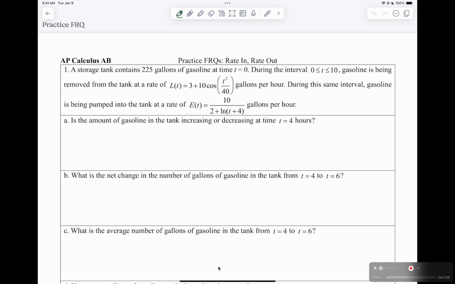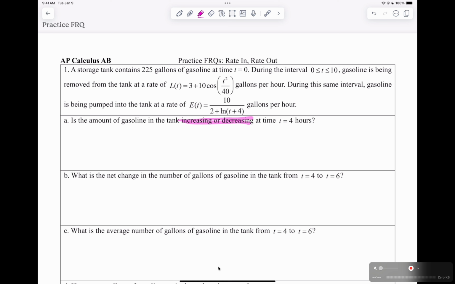So looking at number one, we have a storage tank and it contains 225 gallons of gasoline at time 0. And during 0 to 10, gasoline is being removed from the tank at a rate of L of t is equal to 3 plus 10 cosine of t squared over 40 gallons per hour. In addition, gasoline is being pumped into the tank at a rate of E of t is equal to 10 over 2 plus ln of t plus 4 gallons per hour. A is asking us, is the amount of gasoline in the tank increasing or decreasing at time t is equal to 4 hours?